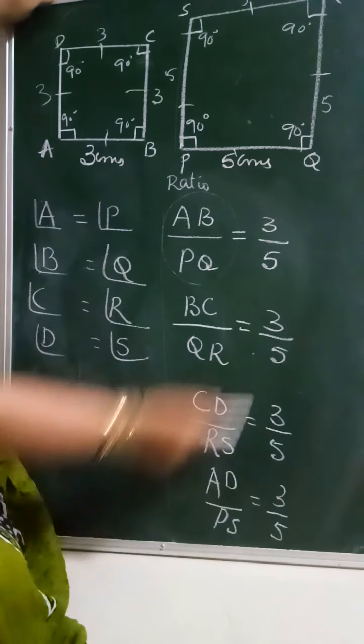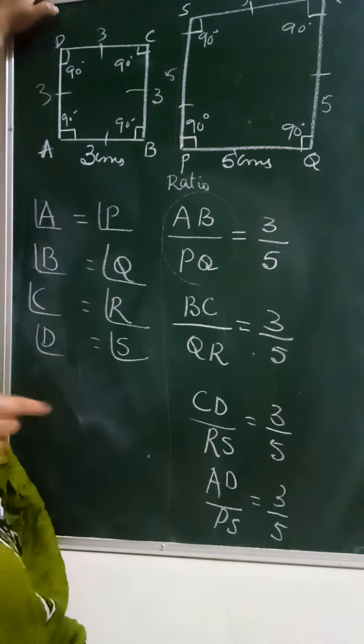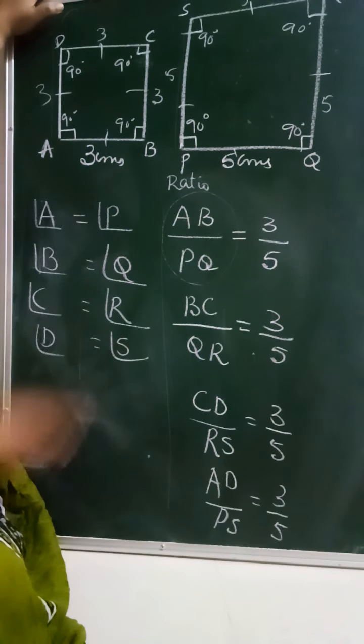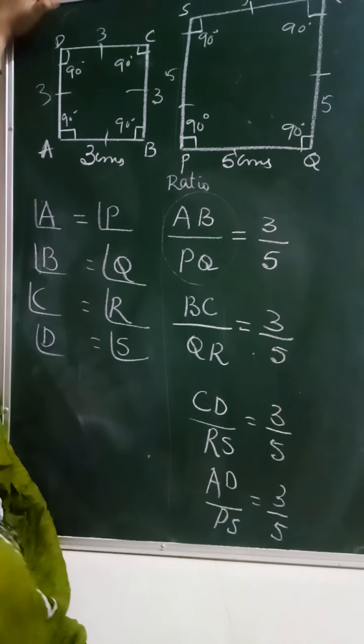Look at this ratio. All the ratios are equal. If the ratios are equal, then we call that proportional. What is proportional? If any two ratios are equal, then we say AB, PQ, BC, QR are in proportion. What is proportion? Two equal ratios are called a proportion. Equality of two ratios is called proportion.